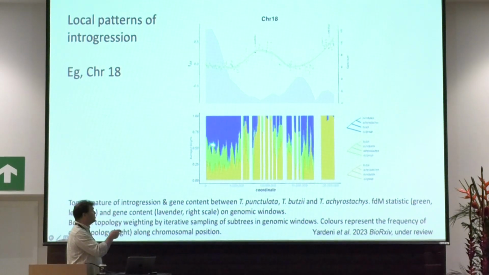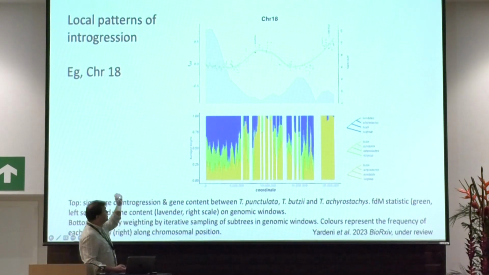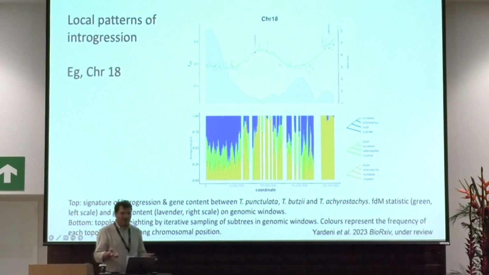But the rest of the chromosome shows this blue topology as the most persistent, which is the species tree, right? However, we started to look at which genes are in these regions, but we didn't find any particular candidates linked to CAM photosynthesis, which is a bit disappointing, right?